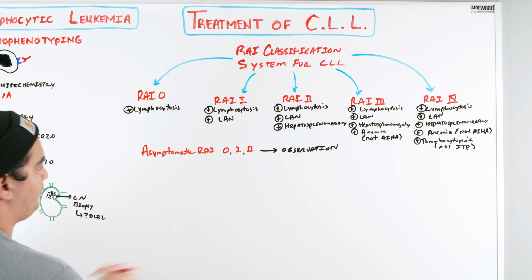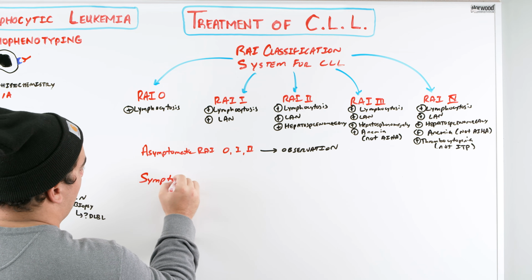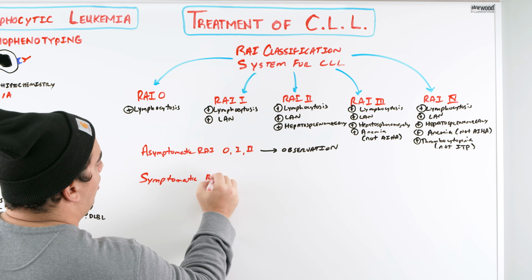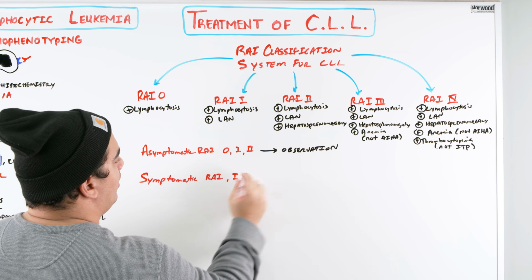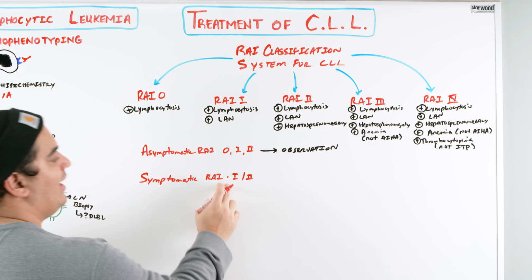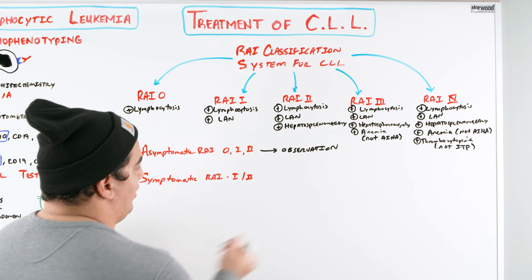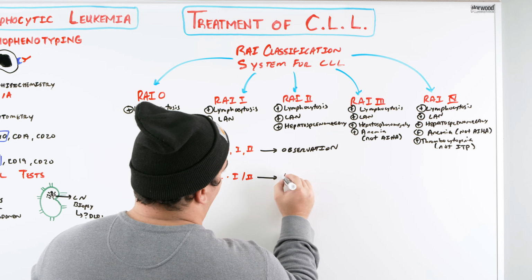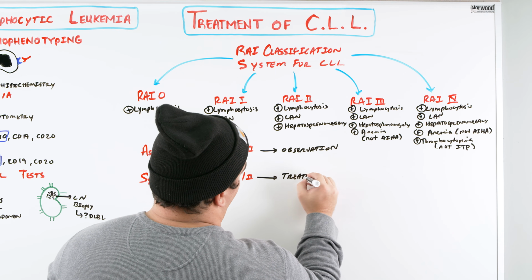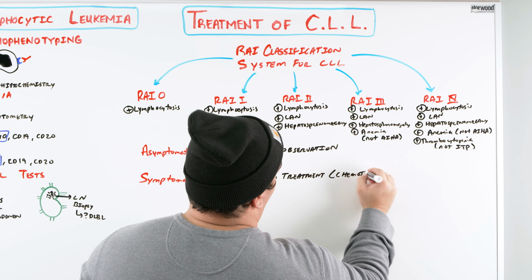If the patient has symptomatic RAI 1 or 2, then you should consider treating these patients. Then you will consider treatment of these patients. Then you can do treatment. And this is usually chemotherapy, which we'll talk about in a second.